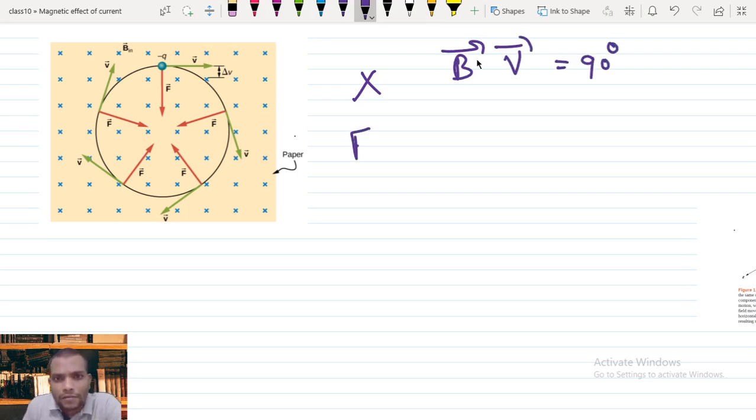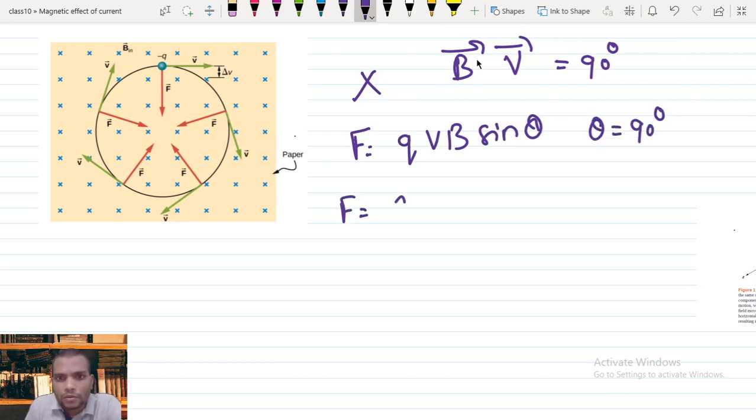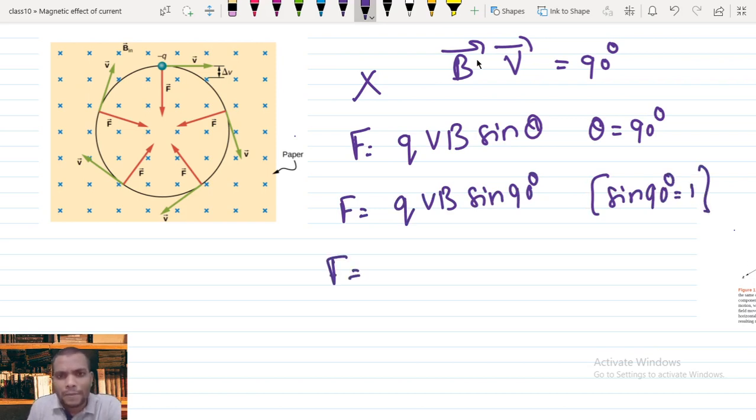Now the force F equals QVB sin theta. Here theta equals 90 degrees, so F equals QVB sin 90 degrees. So sin 90 degrees value equals 1. Now the magnetic force F equals QVB. So this is the magnetic force.